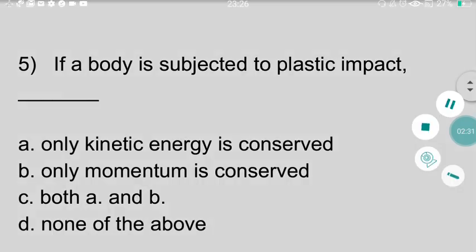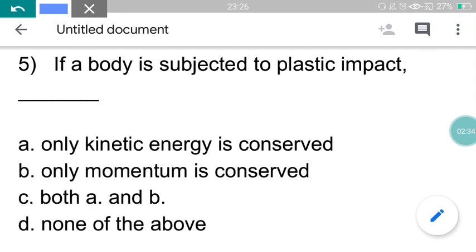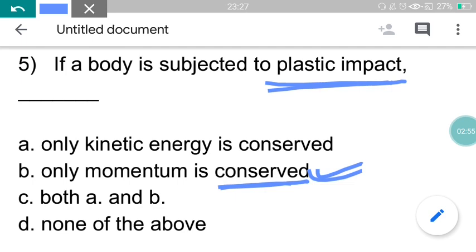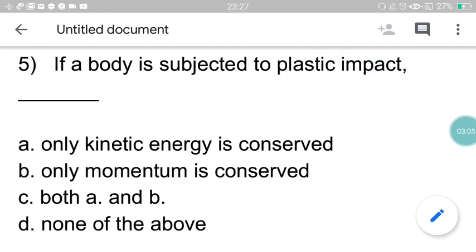Next question. If a body is subjected to a plastic impact, then what happens? Option A, only kinetic energy is conserved. Option B, only momentum is conserved. Option C, both A and B. The correct answer for this question is option B. When the body is subjected to plastic impact, then only momentum is conserved, not kinetic energy. Keep in mind that only momentum is conserved if a body is subjected to plastic impact. The correct answer will be option B.